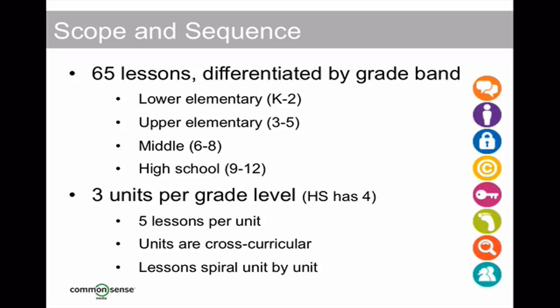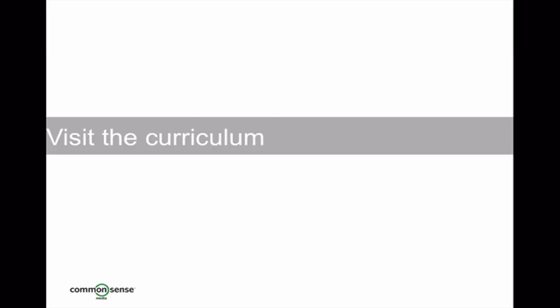And the units are cross-curricular, which means that they address a lot of the different topics that we discussed in one unit, and they spiral out, which means that from the first to the final unit in any given grade level, students are spiraling and building upon the foundational skills that they've learned in the earlier units. So let's take a look at the curriculum.